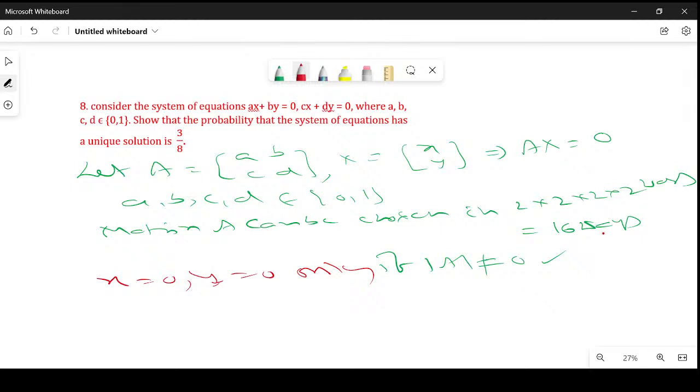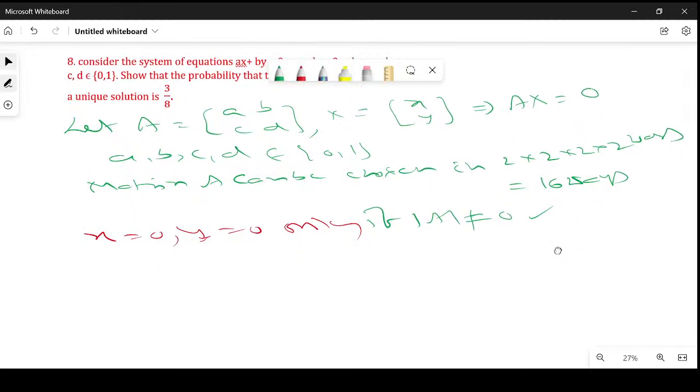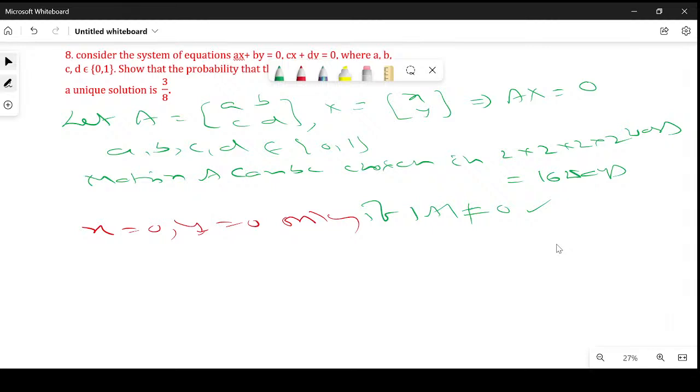Now, among the 16 matrices, because A can be chosen in 16 ways, what are the possible matrices where the determinant of A should not be 0? Check the possible cases. Following this rule, we want the determinant of A not equal to 0. What are the favorable cases I can write?